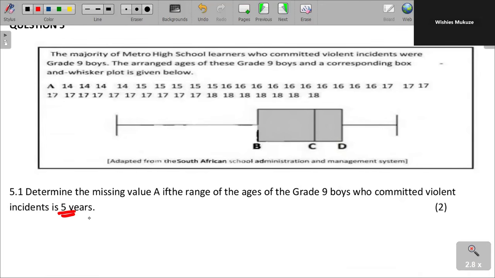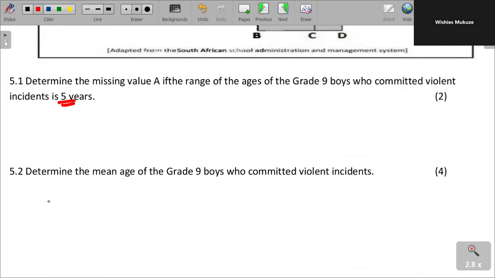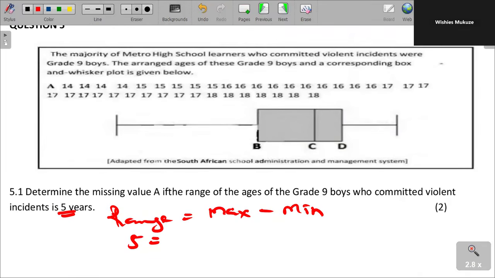So what we are going to do is that the range is equal to maximum minus minimum. If we say 5 is equal to our maximum, our maximum is what? Our highest figure here is 18.